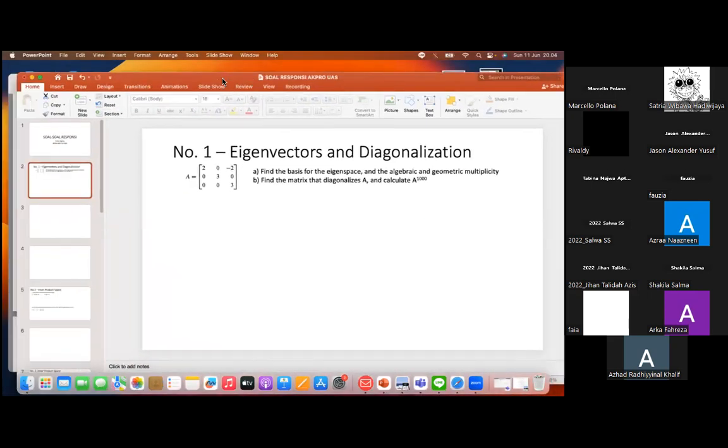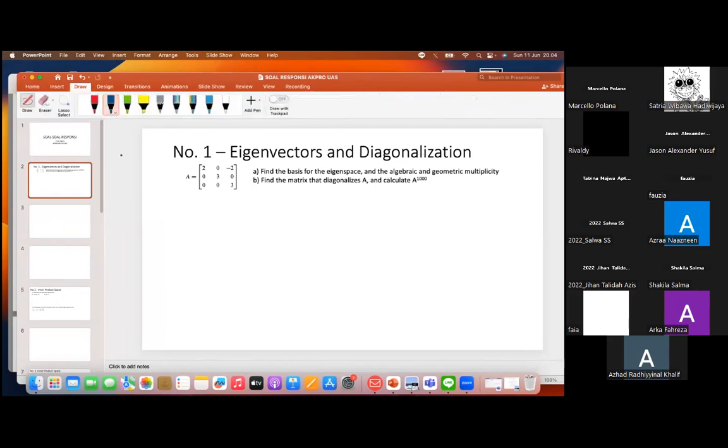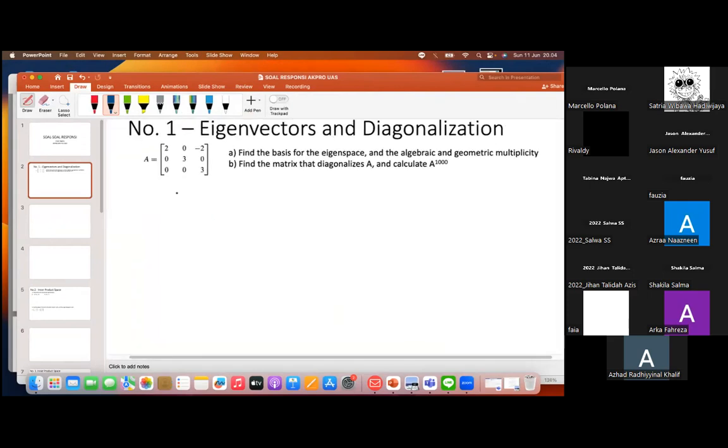Okay, so this is the question. First we're going to find the basis for the eigenspace and the algebraic and geometric multiplicity. What we do first is lambda I minus A, which equals lambda minus 2, 0, 2; 0, lambda minus 3, 0; 0, 0, lambda minus 3.